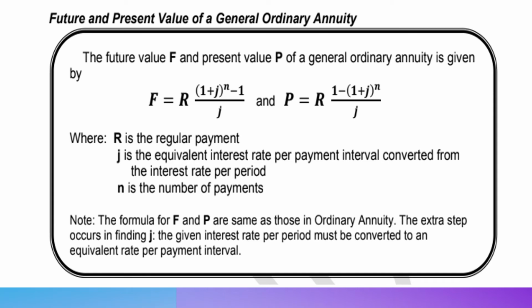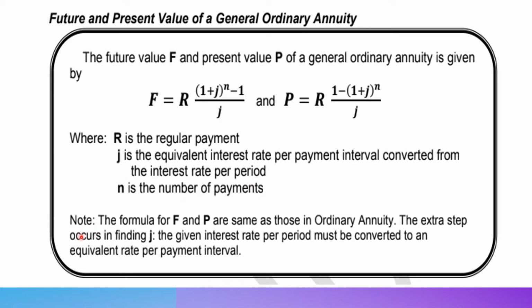Next, finding the future and present value of general ordinary annuity. So we have two formulas. The first one is for finding the future value, and the second one is for finding the present value of an ordinary annuity. So look, we have R, which is the regular payment. We have j, which is the interest rate per payment interval. We are going to convert from the present interest rate per period, and n is the number of payments.